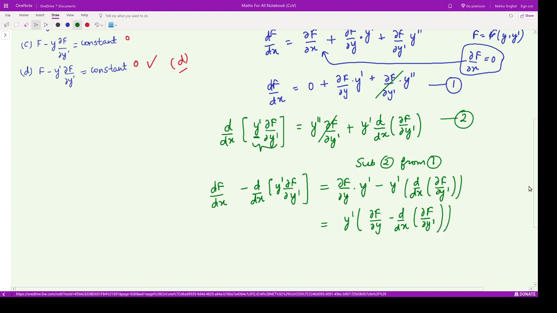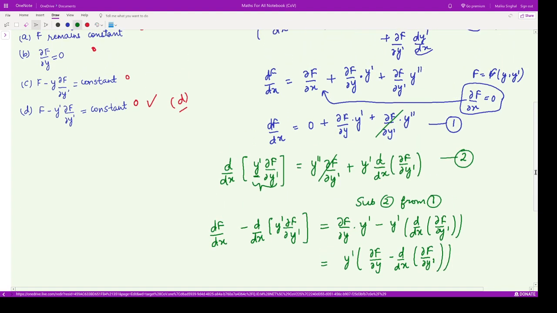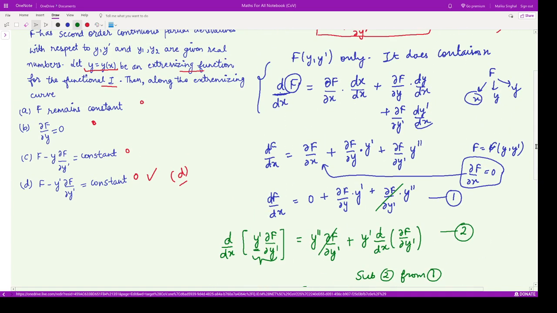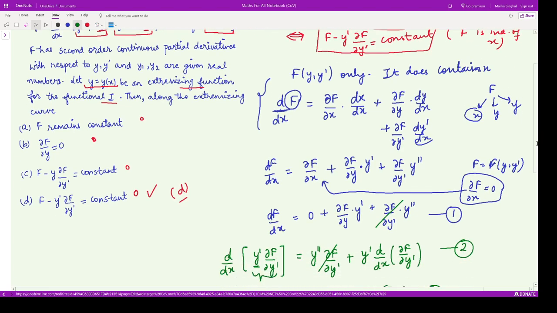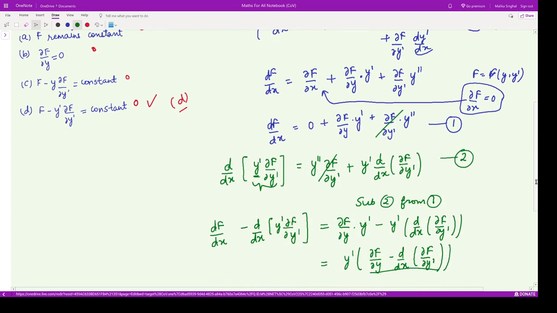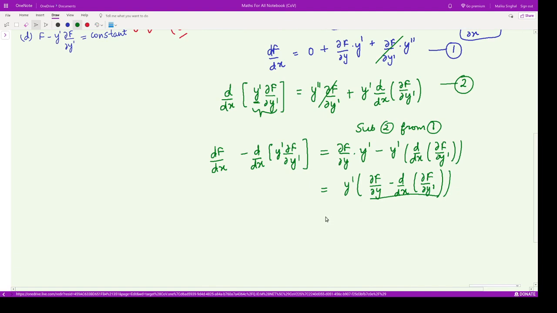Quickly, if you see, this form is the one represented by equation star, which was our Euler-Lagrange equation when the function was dependent on x, y and y dash. So we can use this form over here because we are saying that we have the extremal. So y dash into 0 gives me 0.